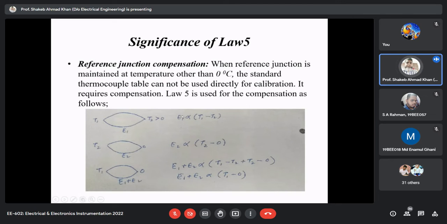So we have noted down E1. We have noted down E2, for the same thermocouple, when one of the junctions is maintained at T2 and the other junction at 0 degrees Celsius, because we are reading from the table. Obviously in the table your reference junction is at 0 degrees Celsius, and your other junction is maintained at T2. That is basically the reference junction temperature of our original thermocouple setup.